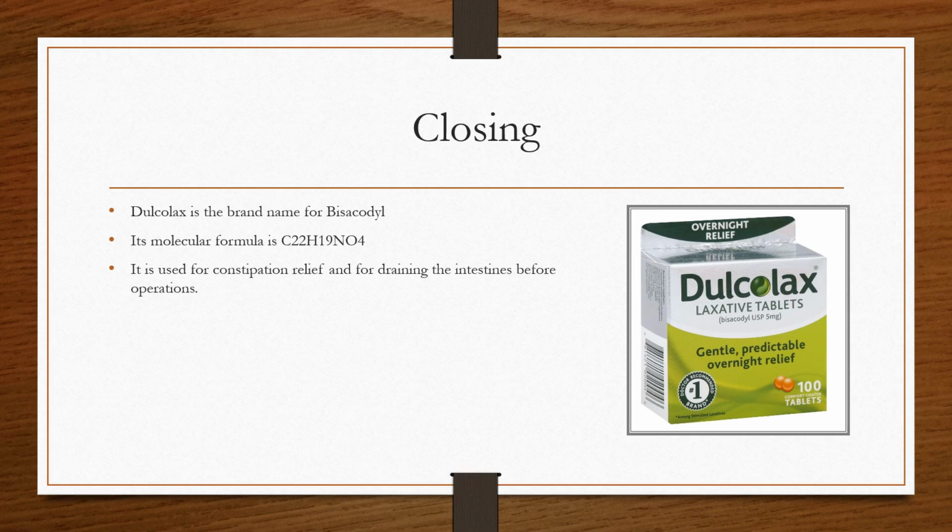And finally, I would just like to give a closing statement just to go over the main points we talked about in this PowerPoint. So, Dulcolax is a brand name for Bisacodyl. Its molecular formula is C22H19NO4, and it is used for constipation relief and for draining the intestines before operations. Now, if you find yourself in the hospital before any type of operation and they ask you to take a laxative, whatever happens afterwards, just please say thank you to your nurse and your nursing assistants. They would very much appreciate it.